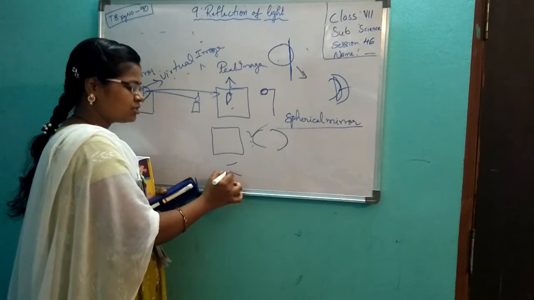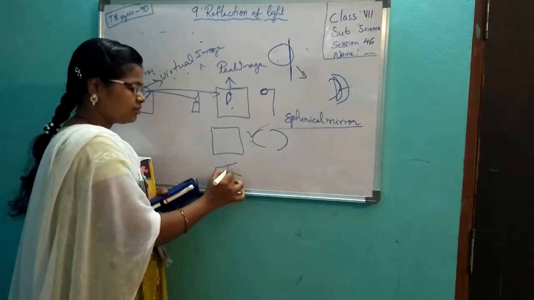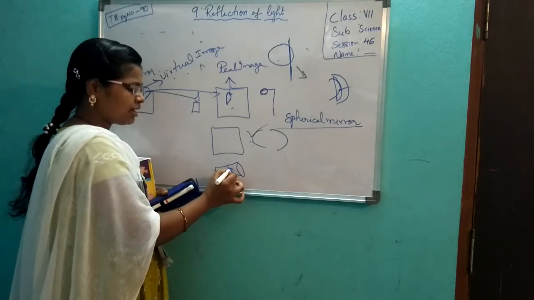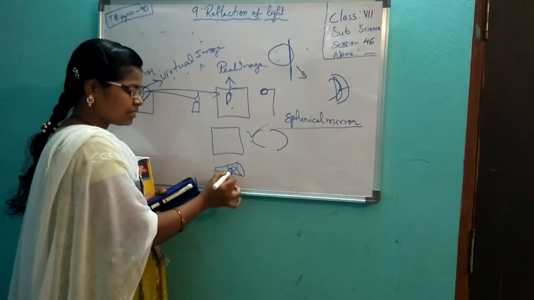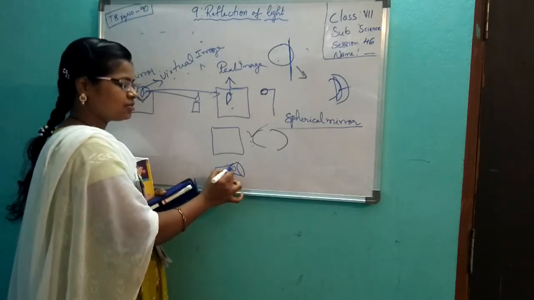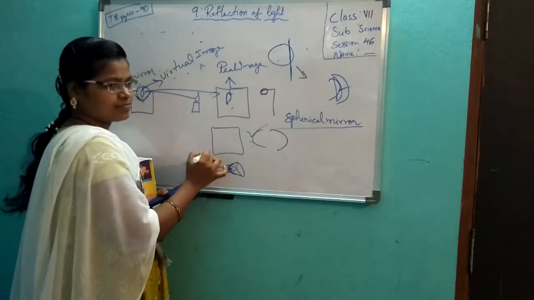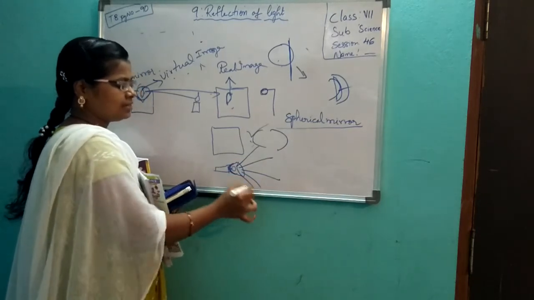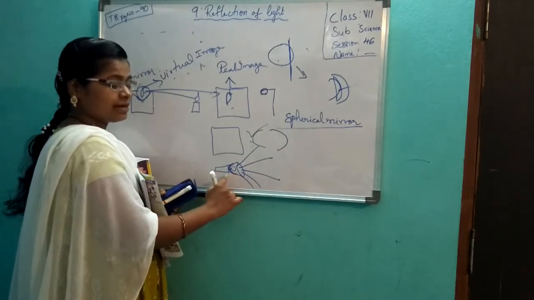Even in the torch, if you see, here you will have light now. Here it will be like this or like this. It will be like this. Yes or no? Yes. Why? Light rays will go like this. Okay, light rays will go like this.